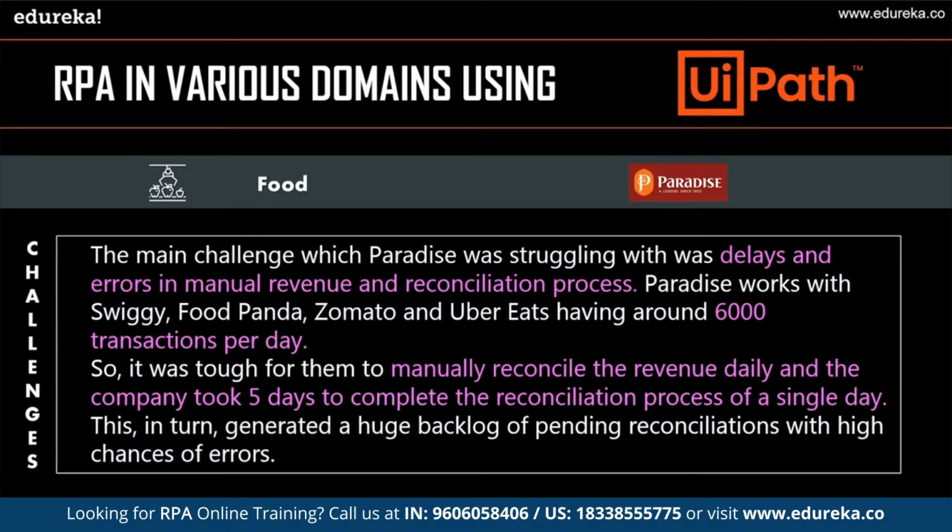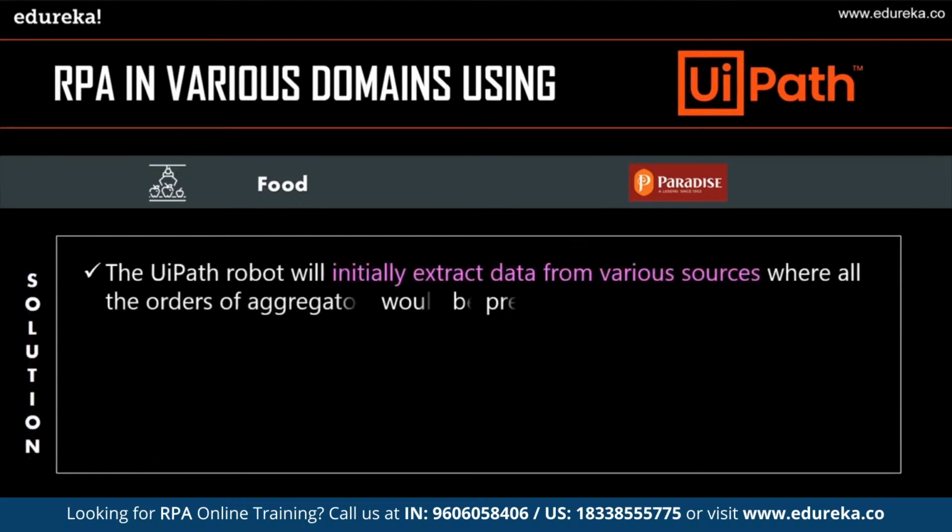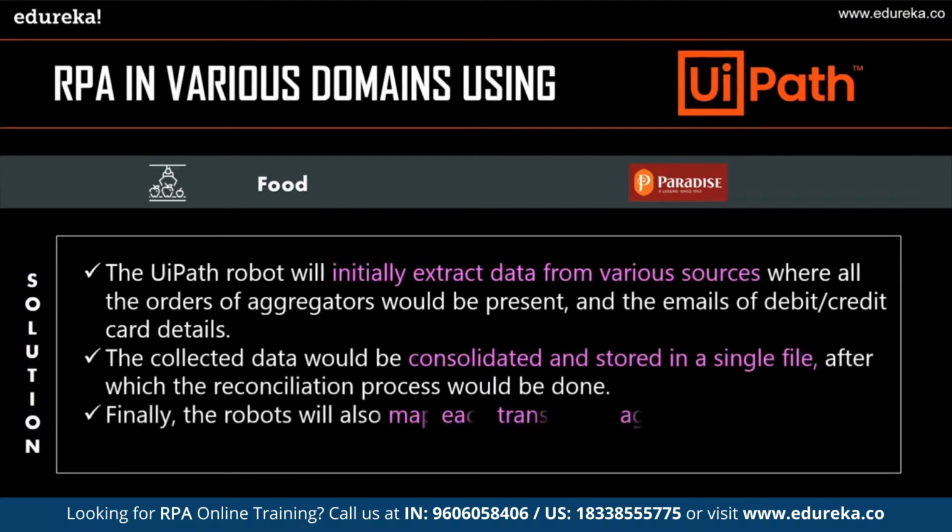So, the team decided to deploy just 2 UiPath robots, and by deploying these 2 UiPath robots, the team was able to automate the reconciliation processes by bringing down the reconciliation time from 5 days to 4 hours, guys. So the automation was designed as you can see on my screen.